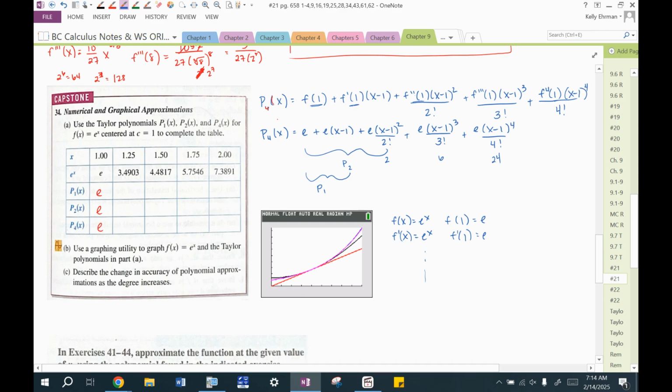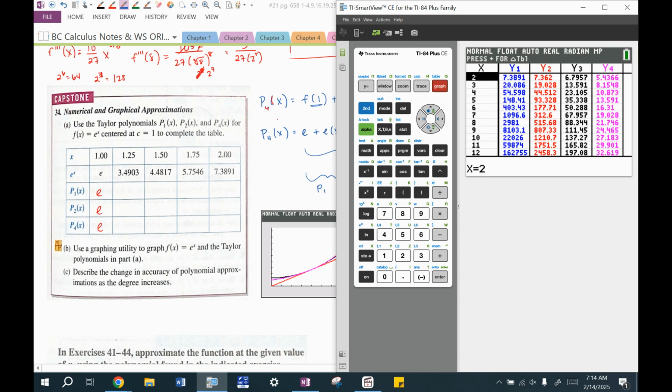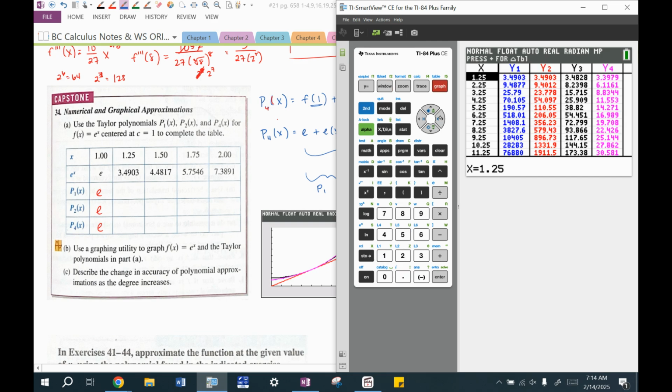Okay, and now we need to fill out the table. I did put these in backwards, so I'm going to need to pay attention to that when I do this. We are supposed to not start at 1. We're supposed to start at 1.25 because 1 was just E. All right, so I started with P4, so let me start at the bottom here.